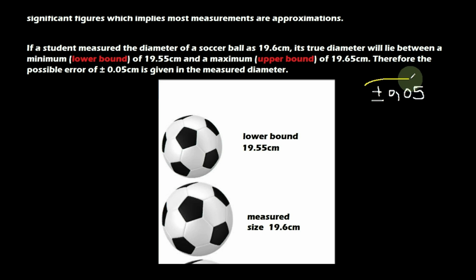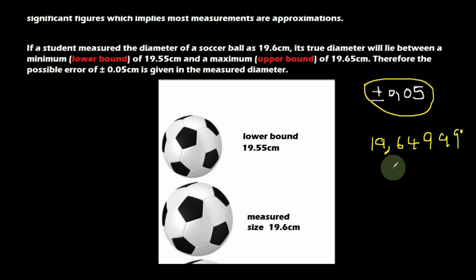Okay, you might say 19,65 may not round down to 19,6. But actually, the upper bound would be 19,64999999, which is approximated to 19,65. That's why we take the upper bound, which is 19,65, due to the fact that we have approximated to 19,65 from 19,64999. Therefore, the possible error of this measurement would be plus or minus 0,05 centimeters, which is given in the measured diameter.